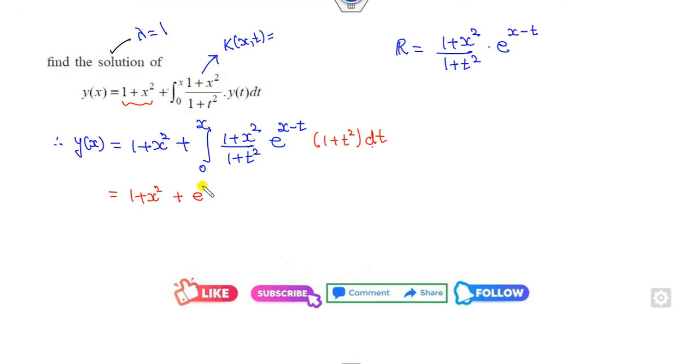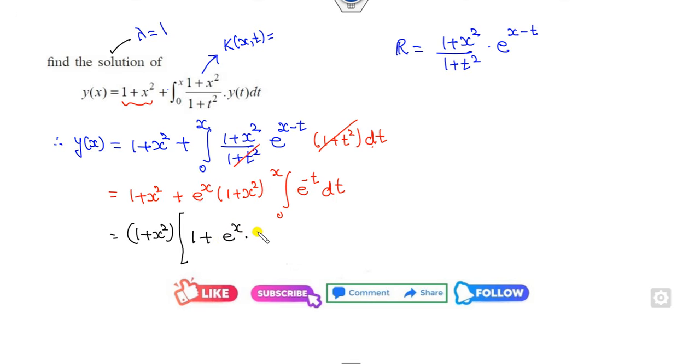So e raised to power x common, 1 plus x square common. So the left thing is this value will be cancelled out, e raised to power minus t. Now what is the answer of this? 1 plus x square, I can put them as a common, 1 plus e of x. What is the integration of this? e raised to power minus t over minus 1 from 0 to x. So that will be 1 plus x square.